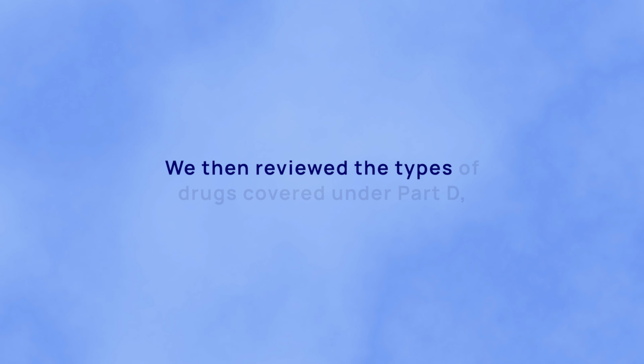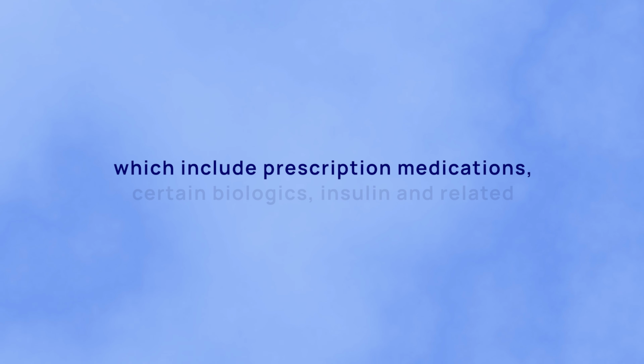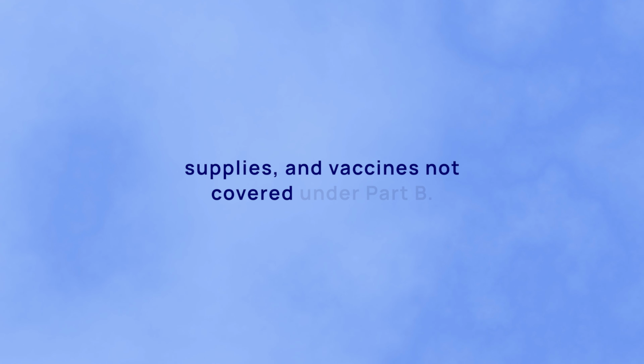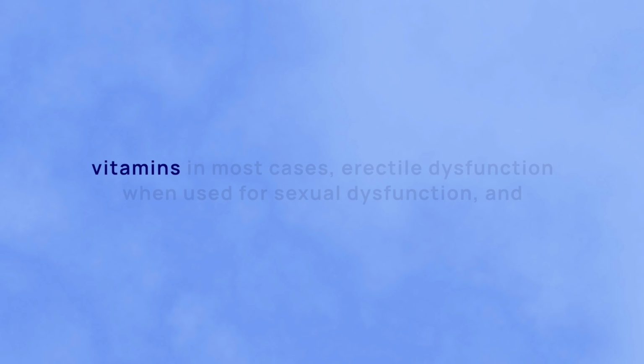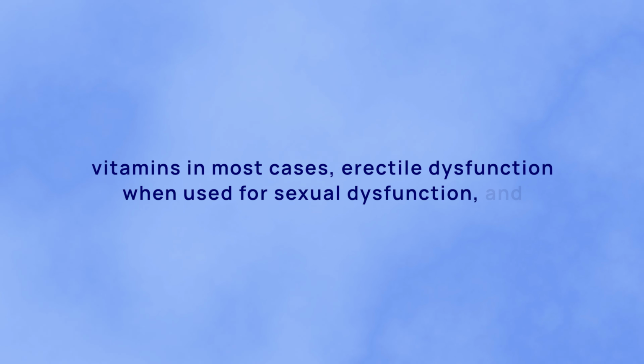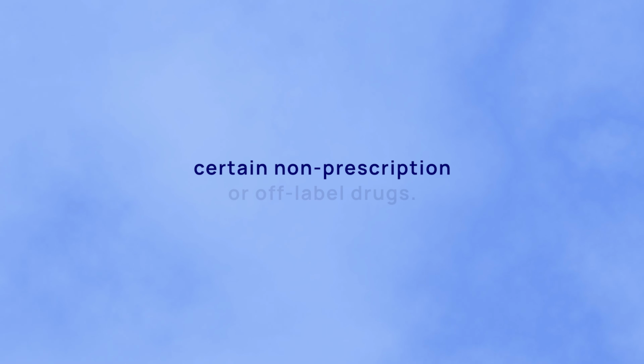We then reviewed the types of drugs covered under Part D, which include prescription medications, certain biologics, insulin and related supplies, and vaccines not covered under Part B. Drugs not covered include those for cosmetic purposes, vitamins in most cases, erectile dysfunction when used for sexual dysfunction, and certain non-prescription or off-label drugs.